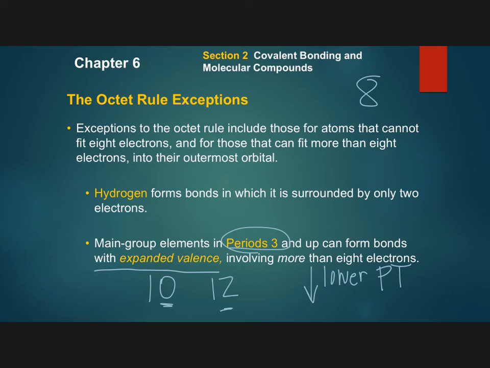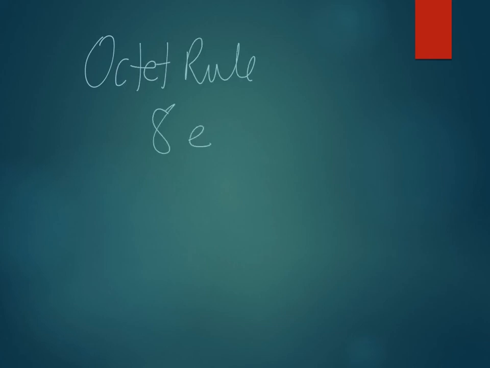And then there's hydrogen, which will only ever have 2 electrons. It's in the 1st energy level, and so it only has an S section to fill, and the S section can only have those 2 electrons, so that's why hydrogen will only ever have 2 dots around it, or 2 electrons. So remember, the goal of the octet rule is to have 8 electrons.